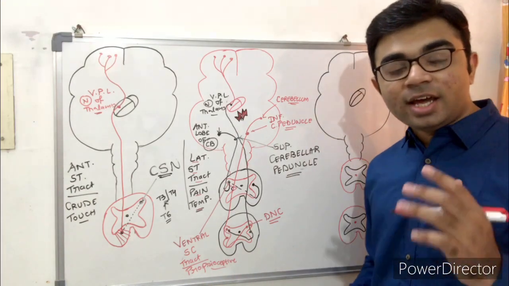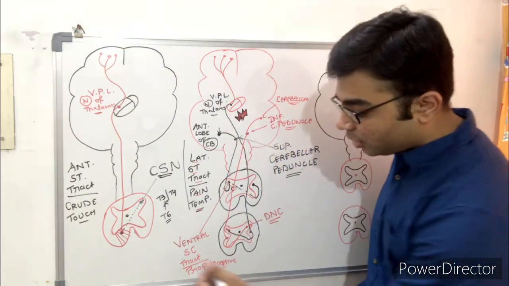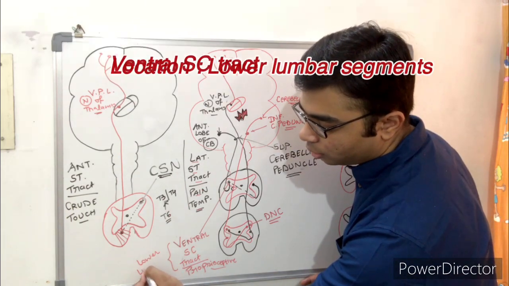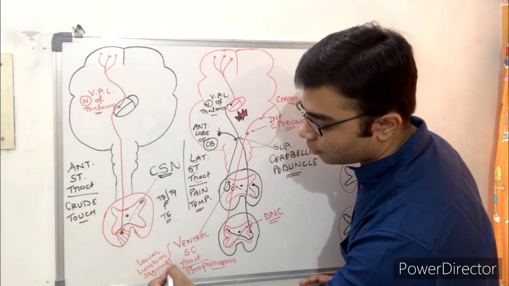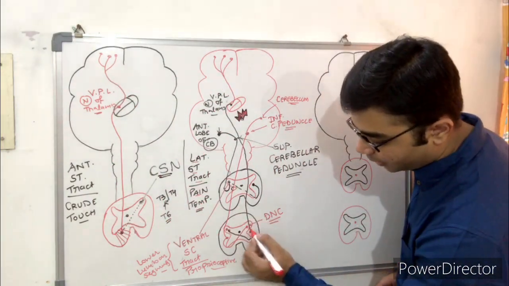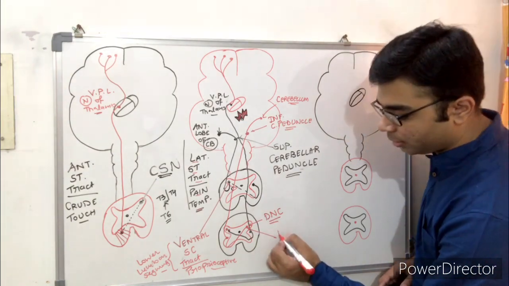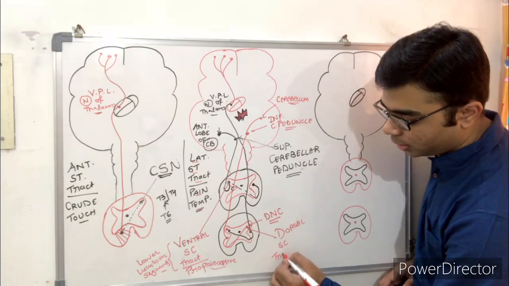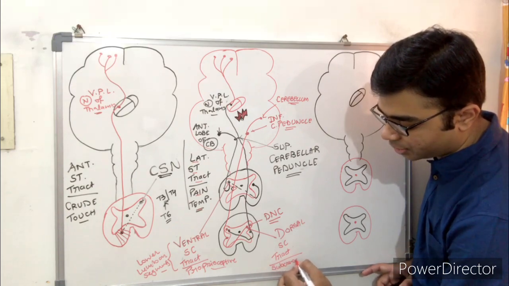from the muscles and joints. As for the particular level, the ventral spinocerebellar tract arises from the lower lumbar segments, and for the dorsal, it arises from the dorsal nucleus of Clark. So the name is the dorsal spinocerebellar tract, also responsible for carrying the subconscious kinesthetic sensation.